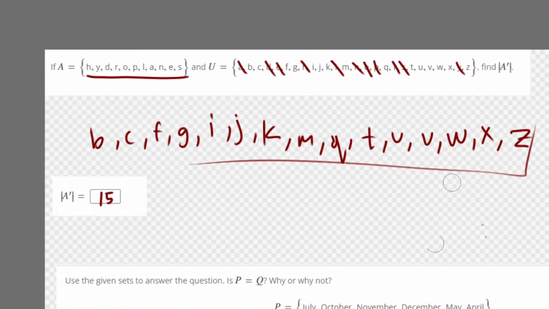If it wasn't asking for the cardinal number, you would just take this and add brackets around it.